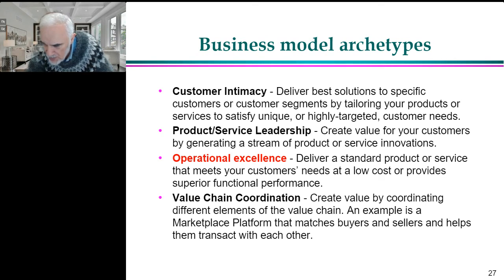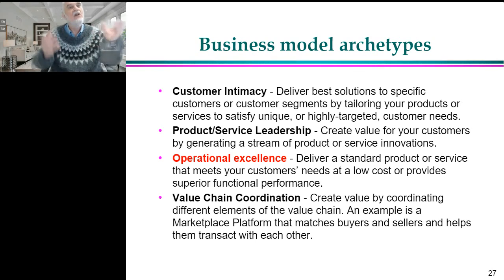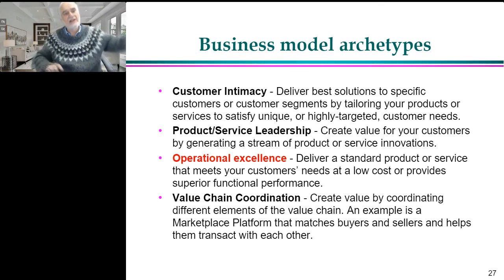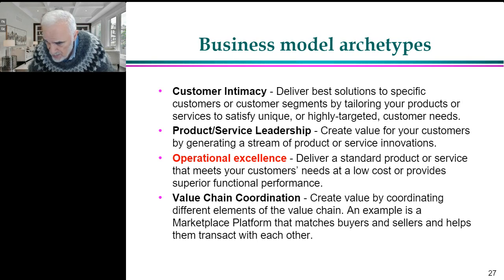So the question here is, is Facebook a value chain coordination business model? Absolutely. Facebook is primarily a value chain coordination-based business model, which coordinates, first of all, interactions between users and other users, and between users and content providers, and between users and advertisers. So it's a very complex value chain coordination business model, but it's certainly a good example of that business model.